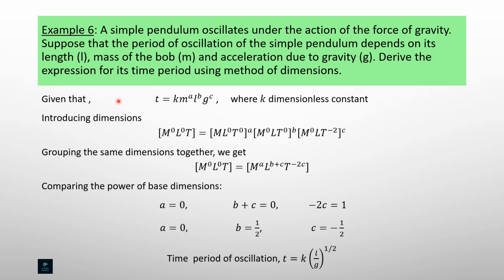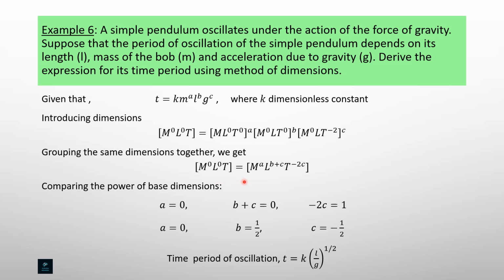Introducing dimensions for t, m, L and g, we get m to the power 0, L to the power 0, t is equal to m to the power 1, L to the power 0, t to the power 0 whole to the power a, m to the power 0, L to the power 1, t to the power 0 whole to the power b, m to the power 0, L to the power 1, t to the power minus 2 whole to the power c.